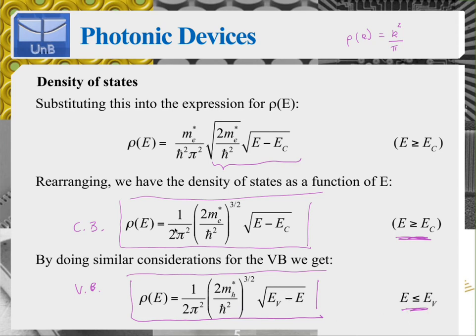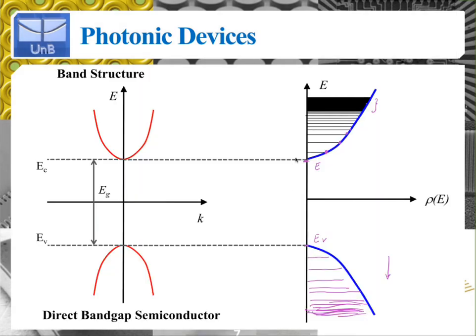As we saw, the distribution of states is not uniform, so this is not a constant. It depends on energy and it grows with the square root of E towards the middle of the conduction band as well as the valence band. So as you go deeper into the band, the amount of states per unit energy grows in both bands.